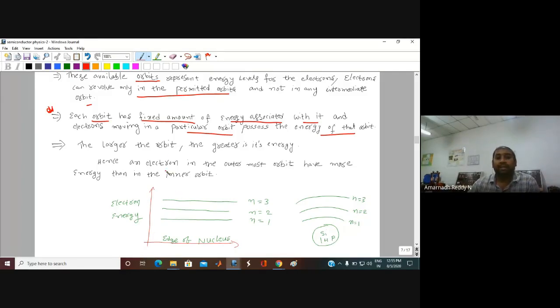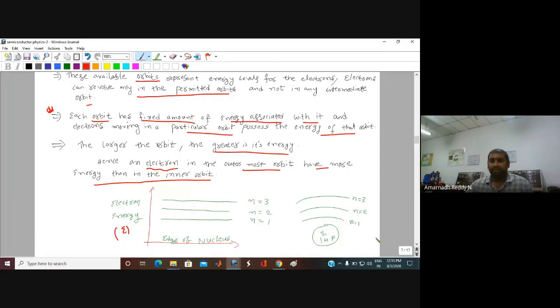The larger the orbit, the greater its energy. Suppose the valency shell has more energy when compared to shells which are very near to the nucleus. Hence an electron in the outermost orbit has more energy than in the inner orbits. That's clear. So it is called electron energy E.